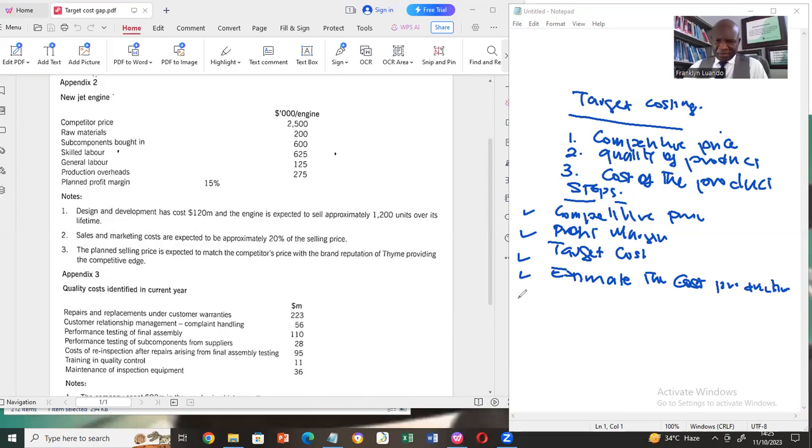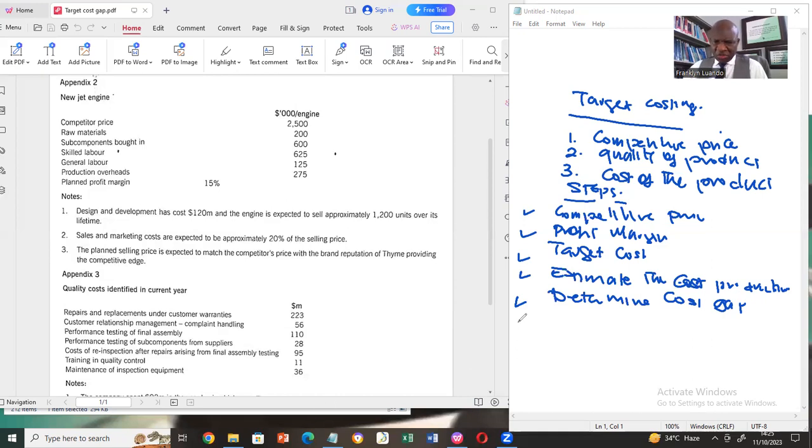Then, thereafter, you need also to determine the cost gap. The cost gap is the difference between the estimated cost of production and the target cost. And this cost gap should be closed over a period of time.